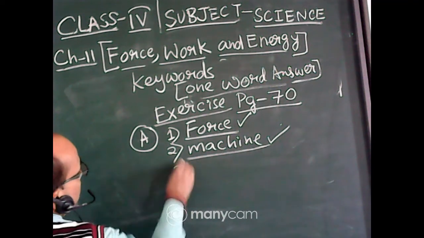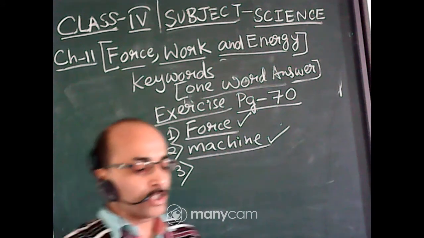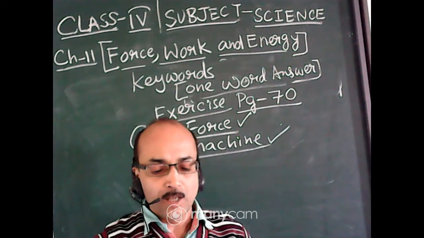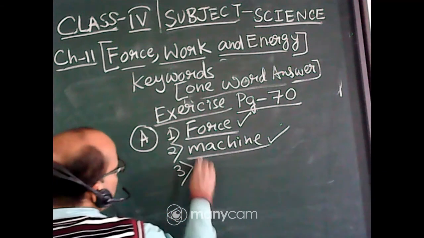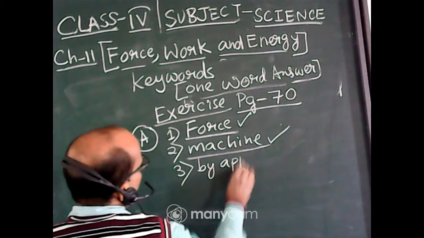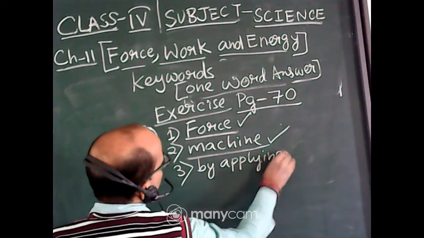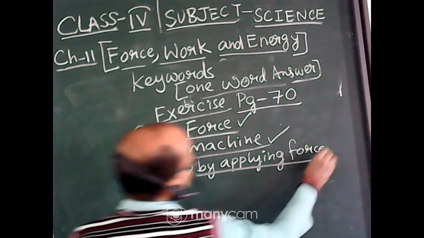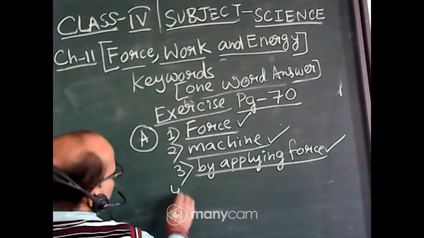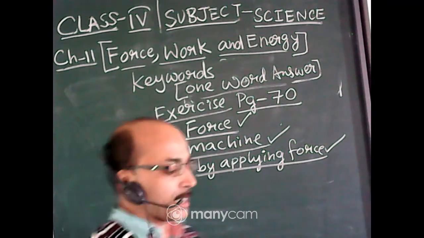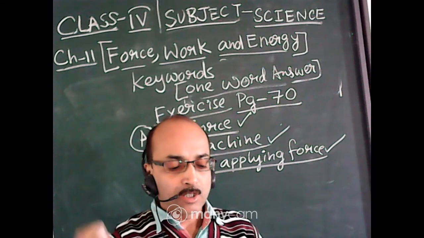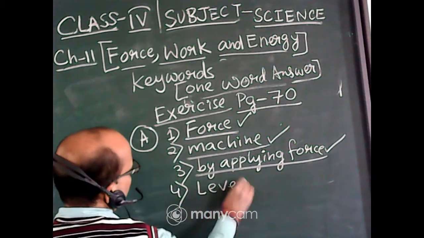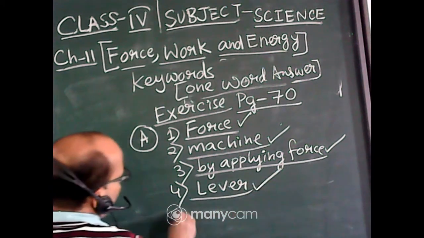Now number 3. Under what conditions can a moving object change its direction? By reducing friction, by increasing friction, by applying force. It is by applying force. Number 4. A pair of scissors is an example of a wedge, inclined plane, lever. Of course it is lever. We have learned that one. A pair of scissors is an example of lever.